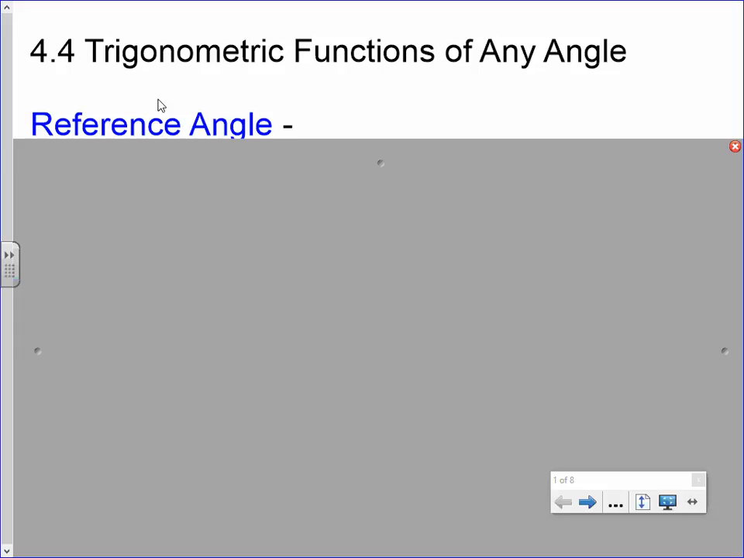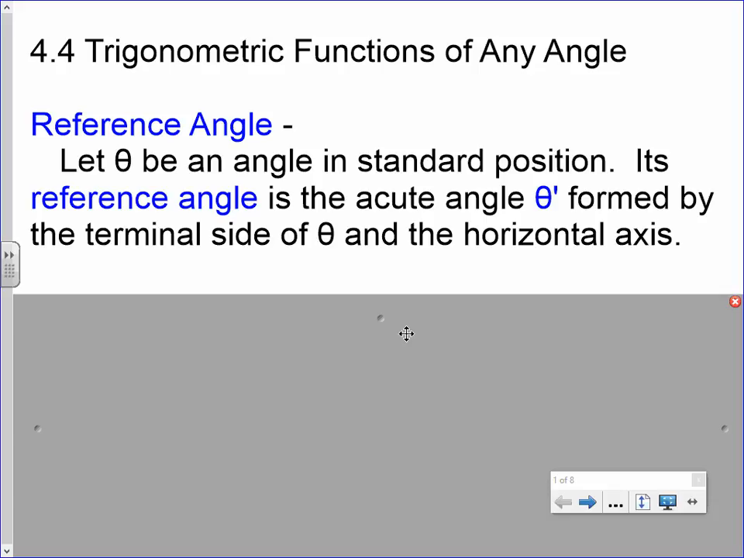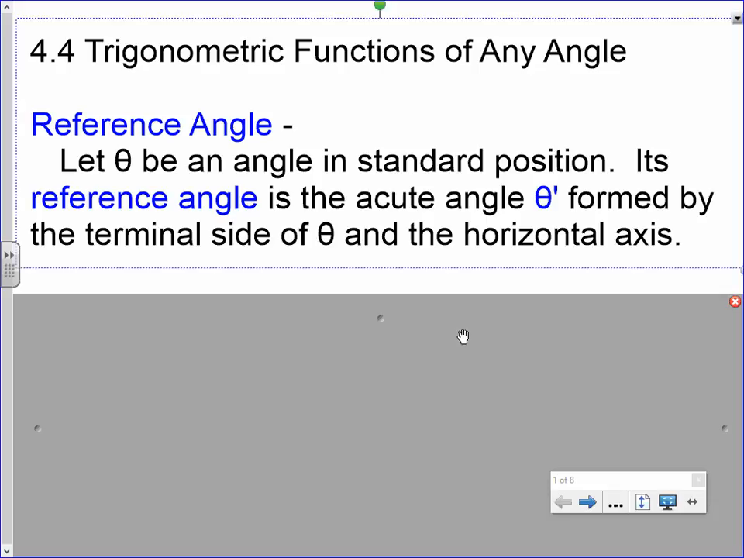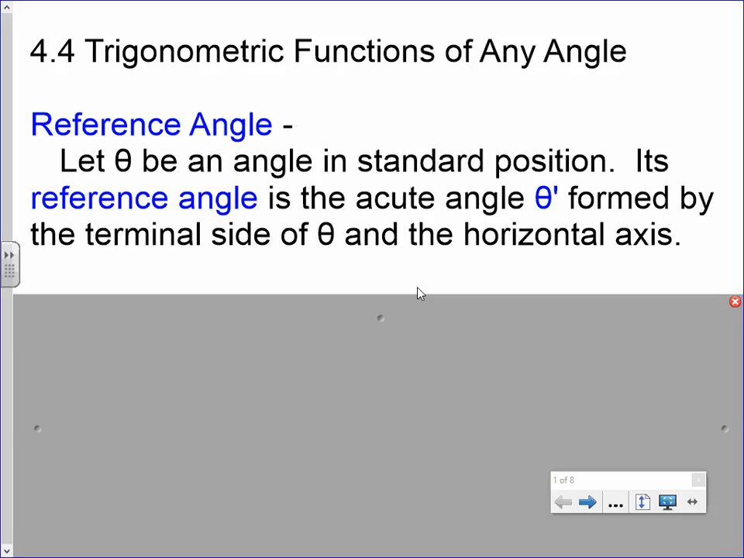Formally, if we have an angle theta, its reference angle is acute, and it's the angle between the terminal side of theta and the horizontal axis.